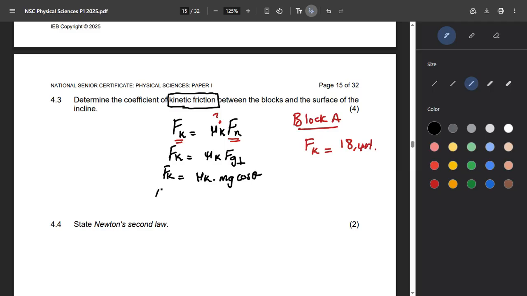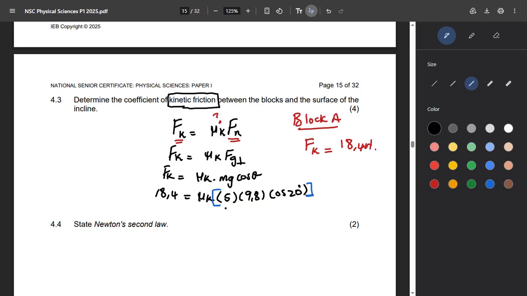My Fk is 18.4. UK is what we are looking for. The mass, we are using the block A, which is 5. And this is 9.8. The cos of that incline, which was 20. So to make UK the subject of the formula, you can divide both sides by all this part here, before maybe putting it on the calculator. And what do you get as your coefficient?